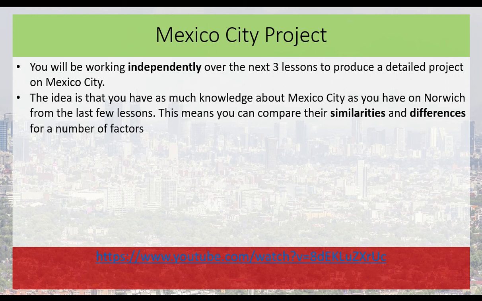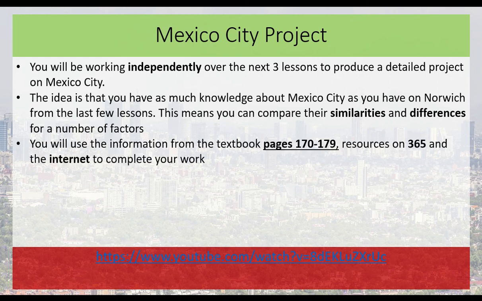This means that you're set up really to be able to compare similar things and different things about different aspects of the 2 cities. Now there's information saved on 365, which is good for extension work, but also I'm going to photocopy and make available to you, only you as well, on 365, pages 170 to 179 of the textbook.